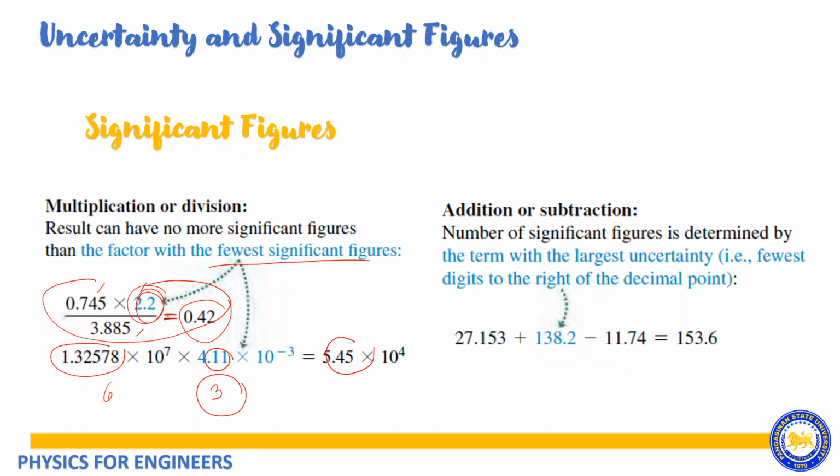Dito naman, pag plus or minus, hindi yung sa dami ng significant figure, pero yung pwesto ng decimal point mo. So, for example, dito, meron kang 3 decimal places. Dito, isa. Ito, 2. So, ang susundin mo is yung pinaka-few decimal places. Isa lang to. So, dapat yung sagot mo, isa lang din yung decimal places. So, ganun siya. Okay? So, next.